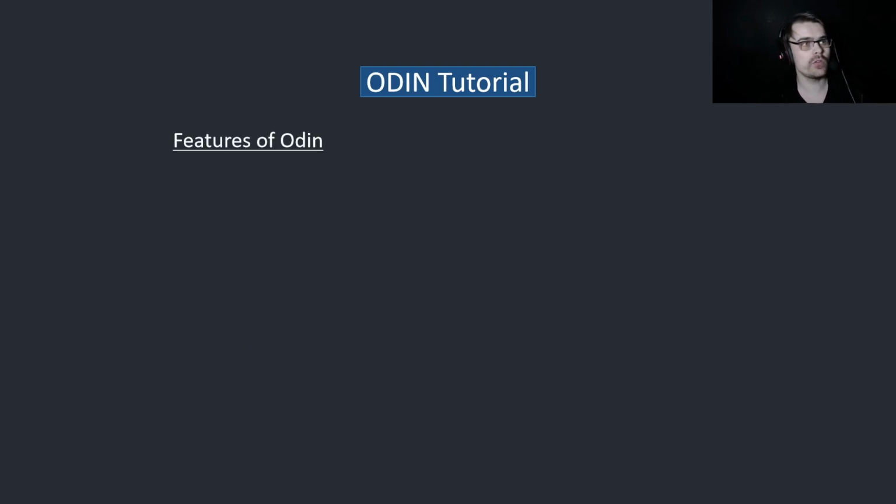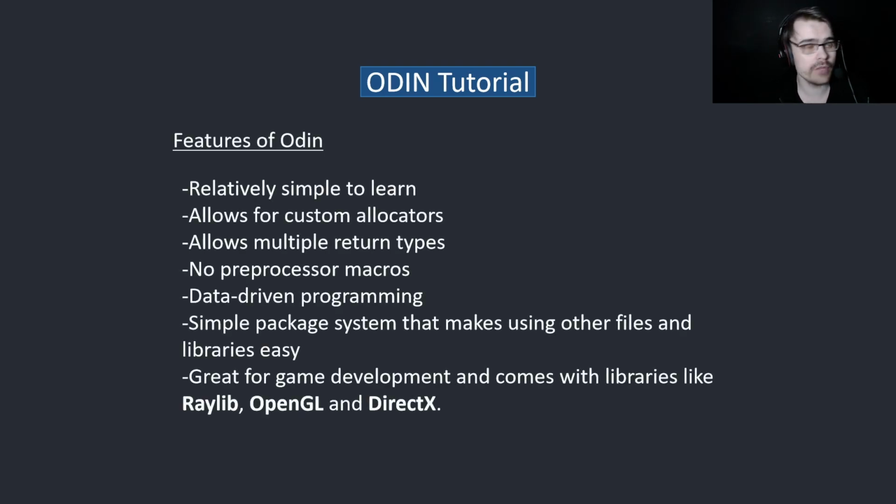So some features of Odin. Relatively simple to learn. Allows for custom allocators, allows for multiple return types, no preprocessor macros, data-driven programming, so it's not object-oriented at all, it's based on data. Simple package system that makes using other files and libraries pretty easy. And great for game development, and comes with libraries like Raylib, OpenGL, and DirectX.